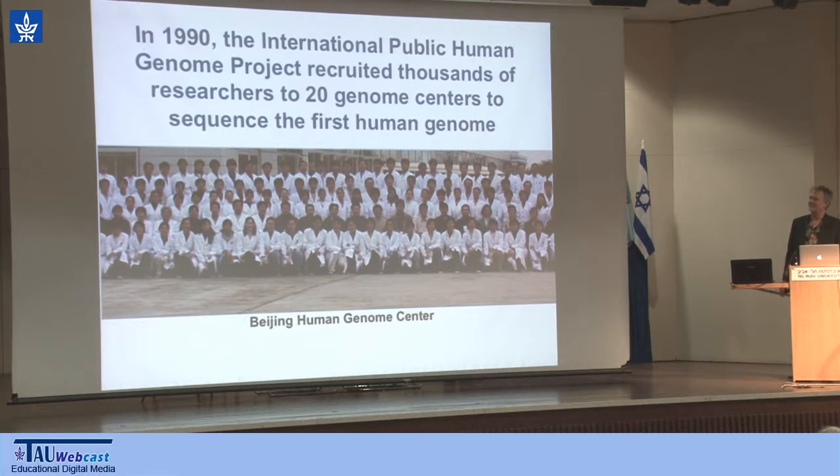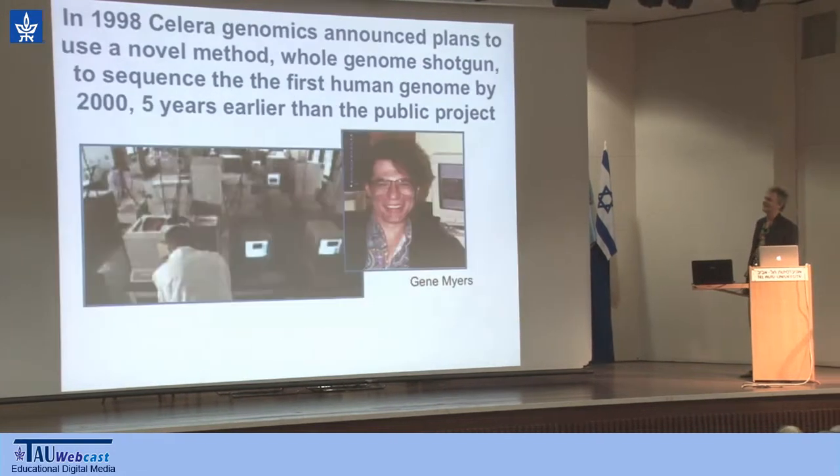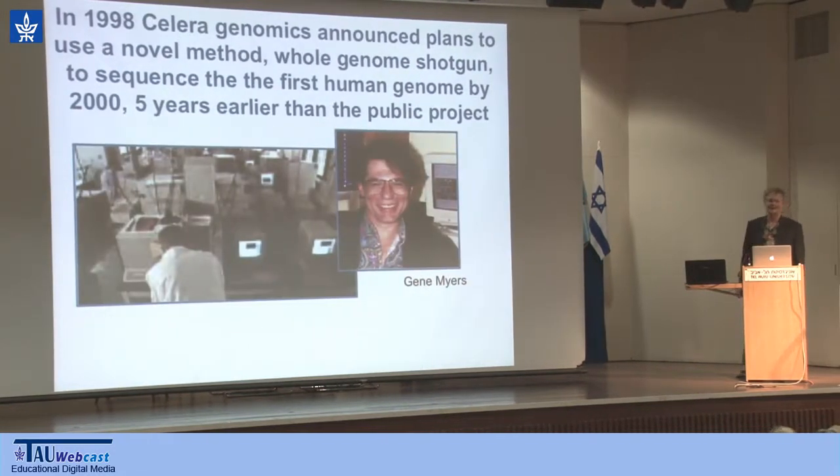But as you know, and as Mike mentioned, in 1998, 8 years into the project, Celera announced a faster, better way to sequence genomes, and said that they would finish in 2000, 5 years before the public project. And a lot of this has to do with the brilliance of this person, Gene Myers, who invented the whole genome shotgun method, and some ample funding to build a really huge sequencing center and a huge computing facility.